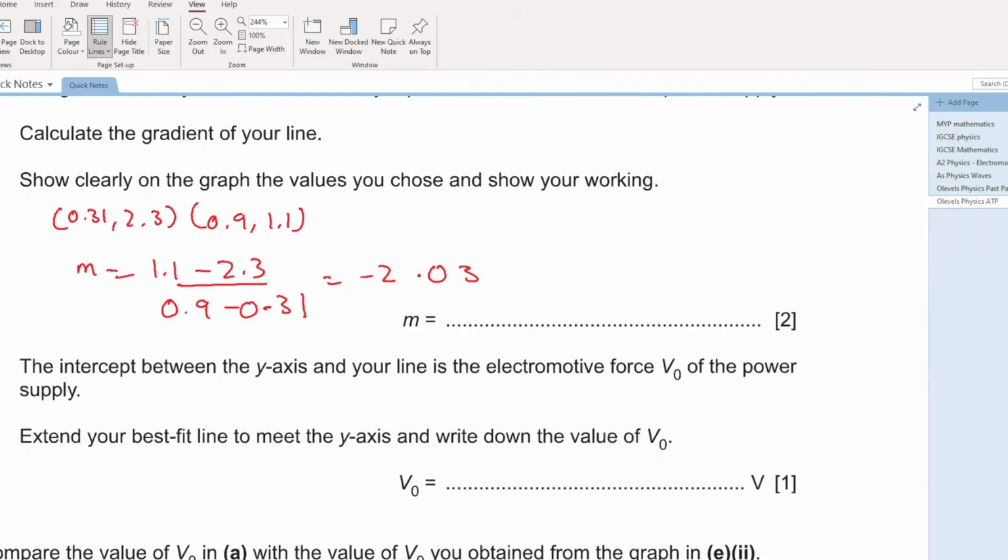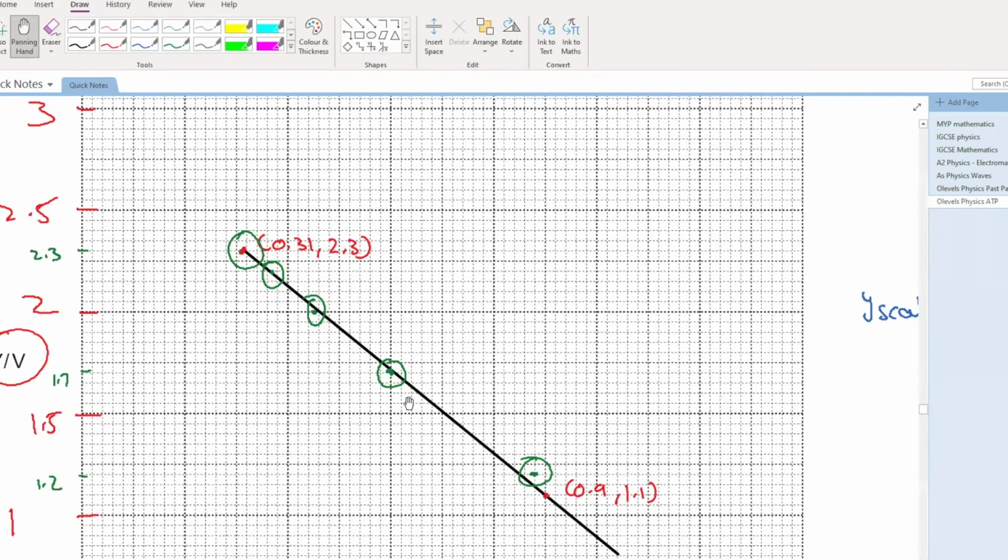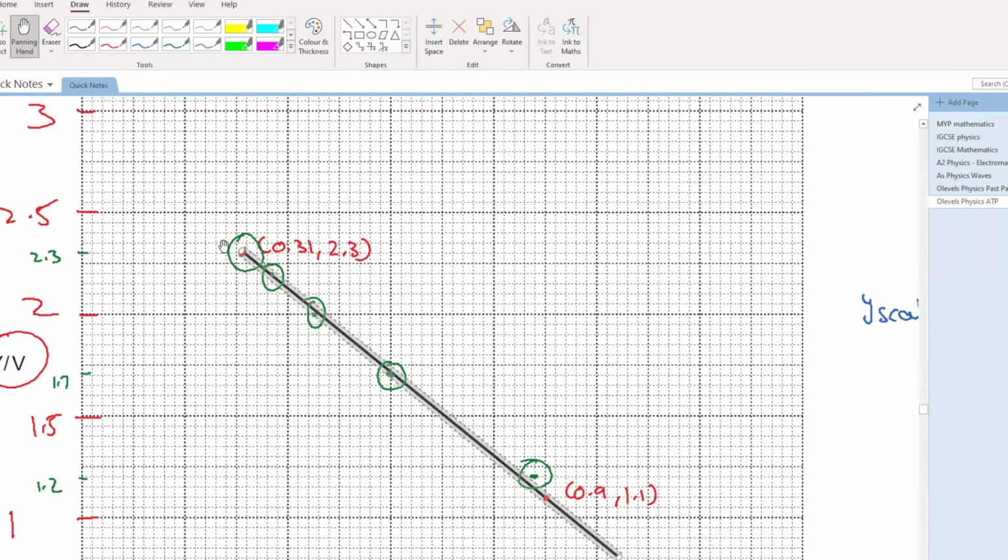Simple as that, nothing complicated. कुछ भी complicate हमने नहीं किया इसमें. Simple रखा है ग्राफ को और gradient को. The intercept between the y-axis and your line is the electromotive force of the power supply. Extend your line of best fit to meet the y-axis and write down the V naught. देयर इज अ रीजन कि आपका ग्राफ एग्जामिनर इतना सही बनवाता है ताकि फिर उसको एक्सटेंड करवा सके एग्जामिनर. Now extend this and let's see where it meets the y axis.